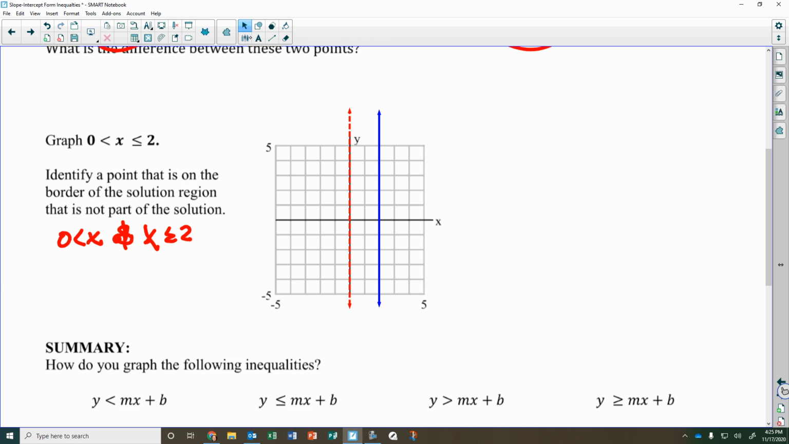So that means all the points less than 2, but including 2, so it's kind of shading in here, right? But all the points greater than 0. So our shaded region is everything inside these two lines. It can touch the blue line, but it cannot touch the red. So you can't include points on the red line. Anything that's 0 can't be included.